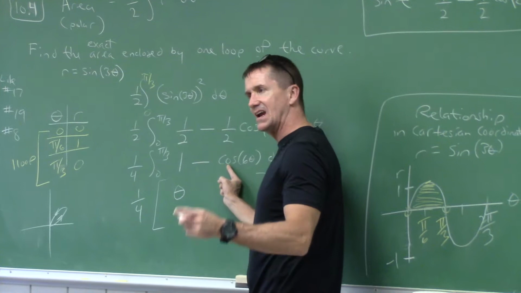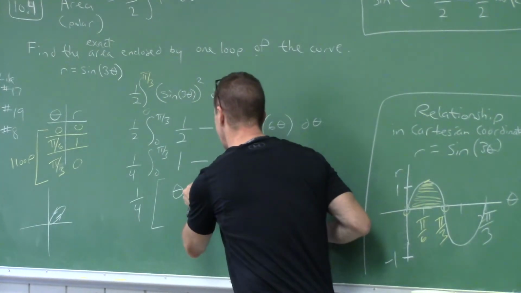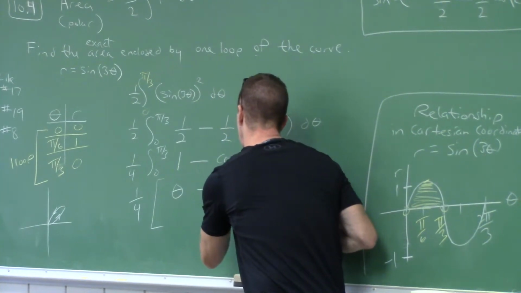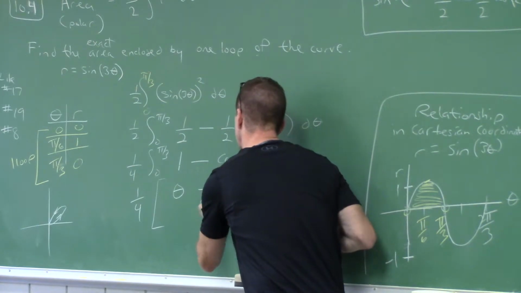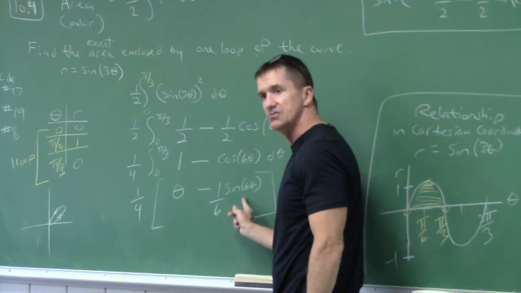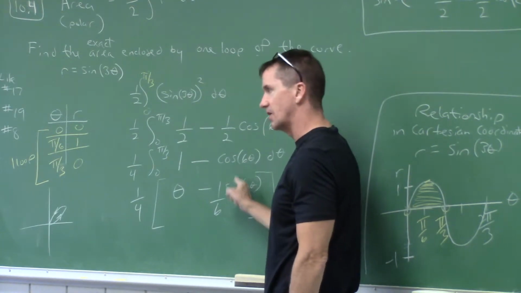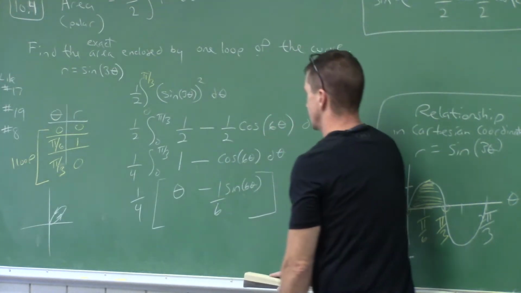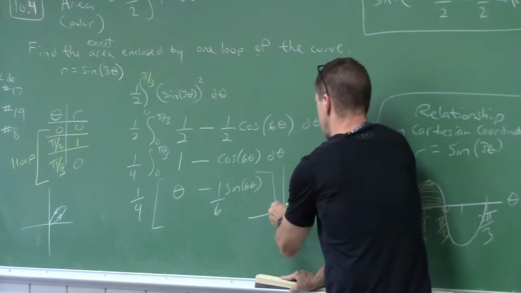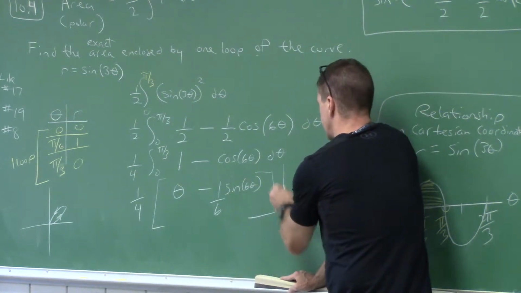1/6. This becomes a negative sine of 6 theta. And what do you divide by? 1/6. That's by the u sub method. We've seen it over and over again. That's what happens. Cool. And what do we plug in here? 0 and pi over 3.